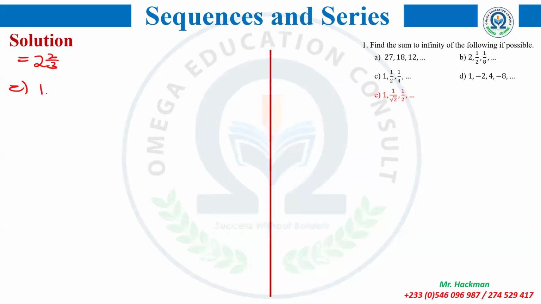What are we given? The sequence 1 over 2, 1 over 4, then ellipsis, an infinite sequence. So we are finding the sum to infinity of this. Let's check whether it will be possible. This is a GP. The first ratio will give us 1 over 2 divided by 1, which is 1 over 2. Then 1 over 4 divided by 1 over 2, which will be 1 over 4 times 2. So that will also give us 1 over 2. Am I right?